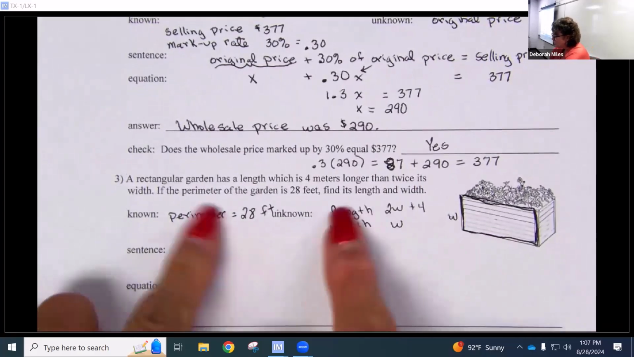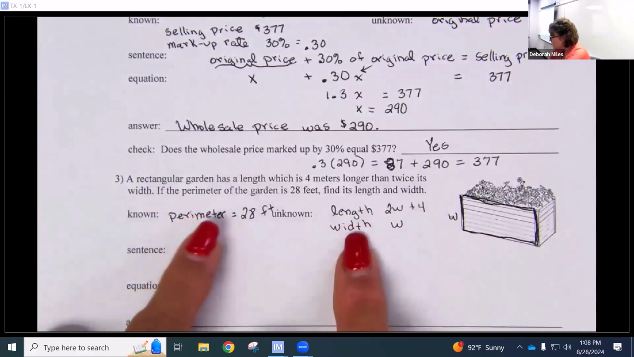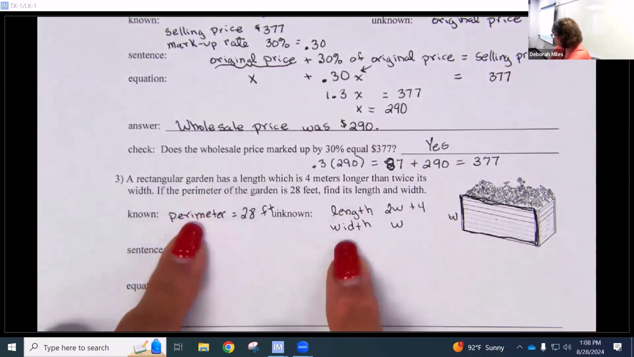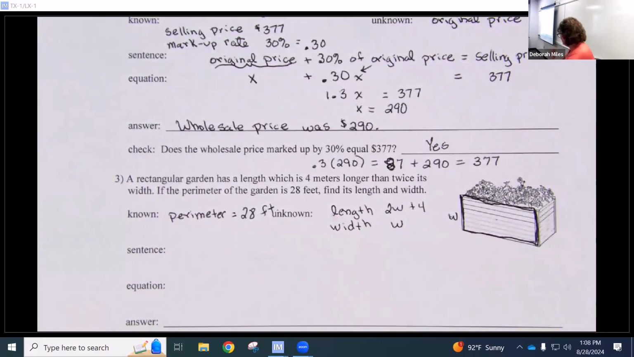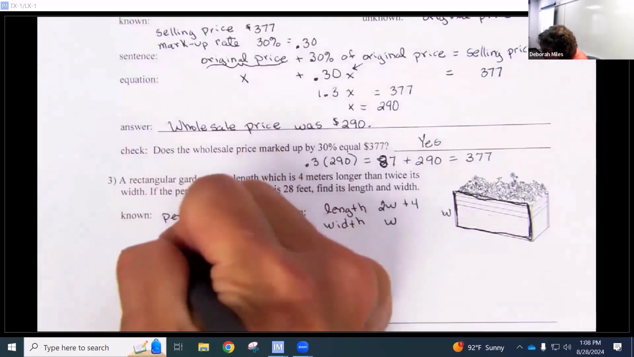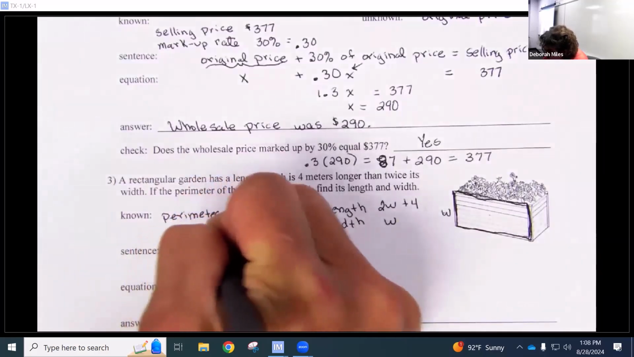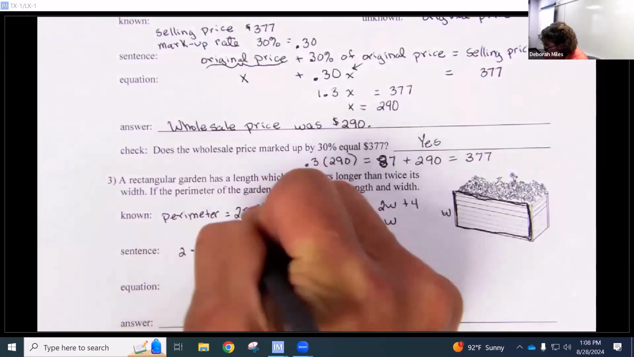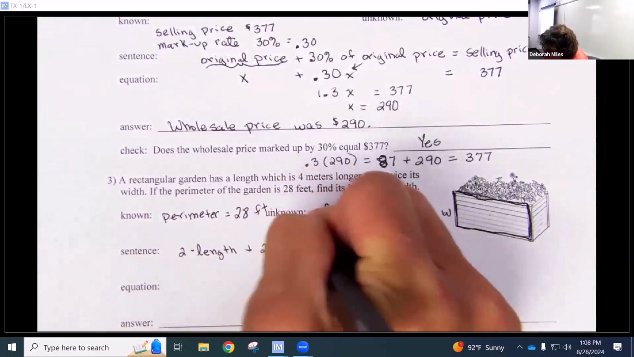And using these words, I can make a sentence for how I find the perimeter of a rectangle. I'm sorry, my voice is going. Perimeter of a rectangle is 2 lengths plus 2 widths.